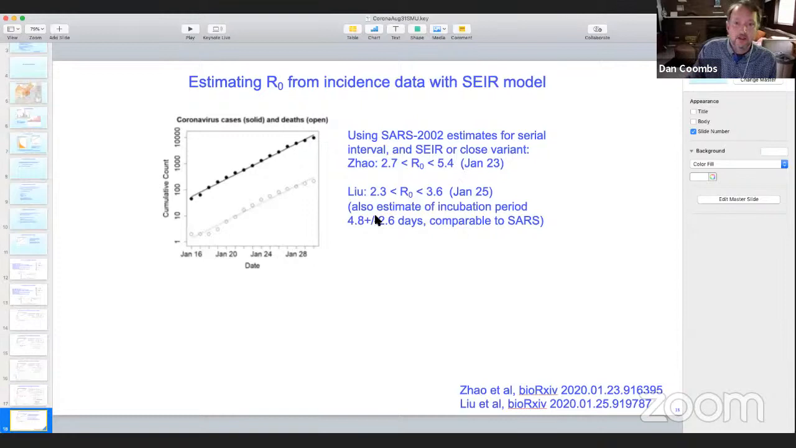And then the second group, Liu et al., these are probably papers now, I've just been too lazy to look them up. But the second group also estimated the incubation period for the disease as well, and said it was broadly comparable to SARS. And there were a number of groups doing this through January and February.